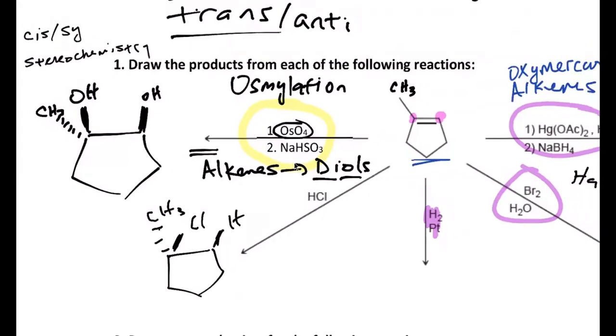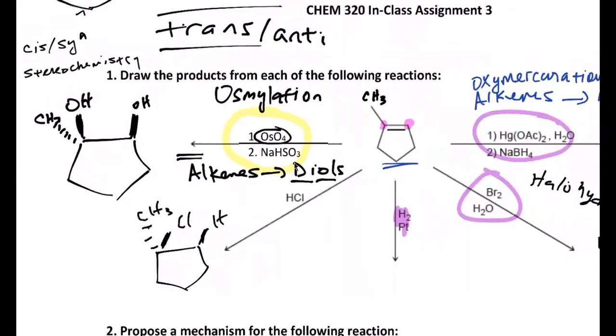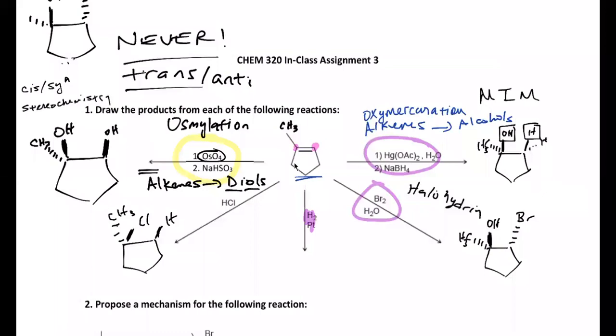Looks right to me. And what type of regiochemistry do I see for that? Markovnikov. Markovnikov, right? Cl goes to the most substituted carbon. H goes to the least substituted carbon.